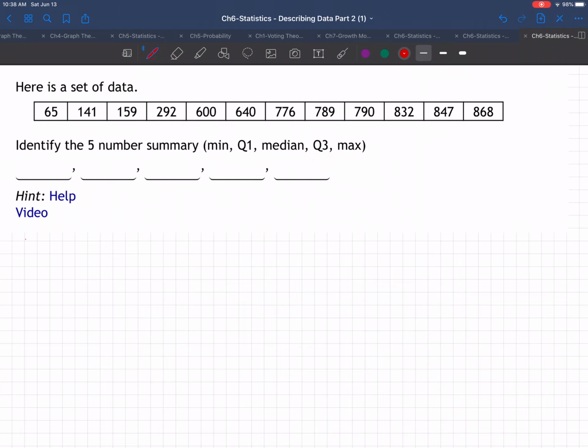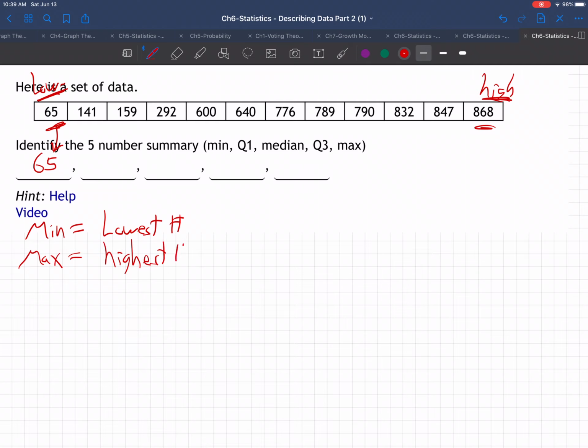So first off, the minimum. That's just the lowest number. So notice how this data starts here with the low, and it goes here to the high. This data is already in order from low to high. The lowest number is 65, the highest number is 868. So the low is the 65. And the max, let's go ahead and do that one right now, that's the highest number. So that's going to be right here, the 868.